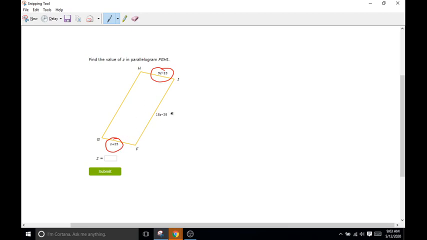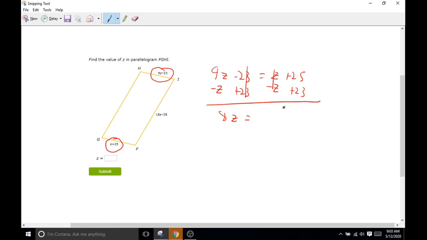So since they equal each other, we're going to set them equal to each other. So we'll do 9z minus 23 equals z plus 25. And then we are going to combine like terms on both sides. Okay, and then I'm going to add 23 to both sides. So we are left with, let's see, cross that out, 9z minus z is 8z, which is equal to 25 plus 23, which is 48. Okay, then we will just divide both sides by 8. And that is going to equal 6. So z is 6.